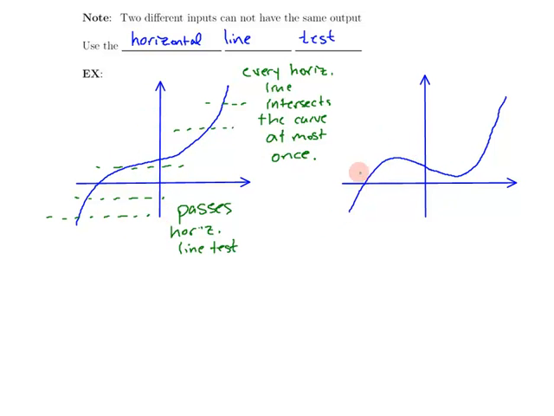Now this one over here would fail. Notice if I draw this horizontal line right here, I've got 1, 2, 3. So that fails the horizontal line test. So this function over here is one-to-one. This one is not one-to-one. This function on the left has an inverse. The function on the right does not have an inverse.